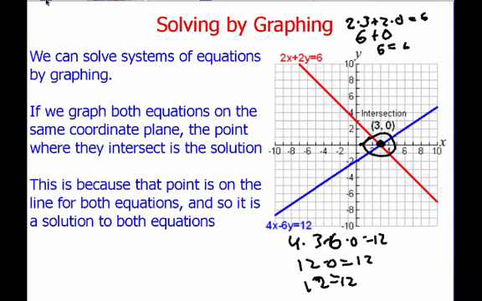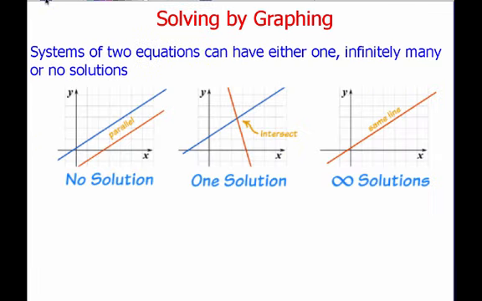So there are 3 different types of solutions that a system of equations can have. It can have one, infinitely many solutions, or it can have no solution. So we're going to discuss what each one of these looks like. Systems of equations that have no solution produce parallel lines, lines that never cross. If we think of the solution being the point where they cross, then obviously lines that never cross have no solution.